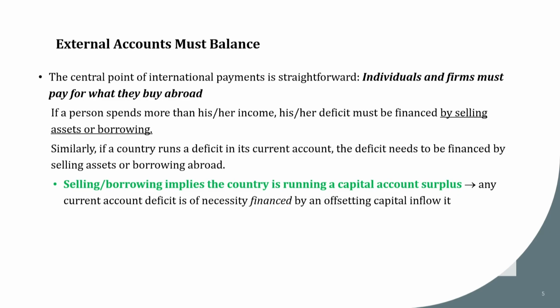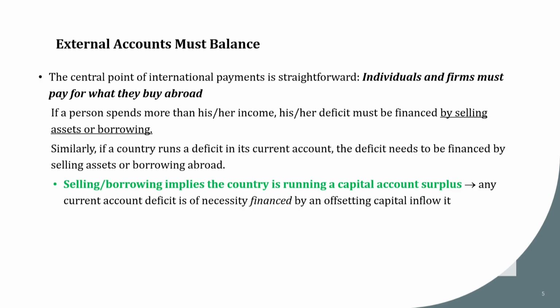Moving further, an important rule in the balance of payment account is that the external accounts must balance. So that means a central point of any international payment is straightforward. Individuals and firms must pay for what they buy abroad. So if a person spends more than his or her income, his or her deficit must be financed by either selling or borrowing abroad. Similarly, if a country runs a deficit in its current account, the deficit needs to be financed by selling assets or borrowing abroad.